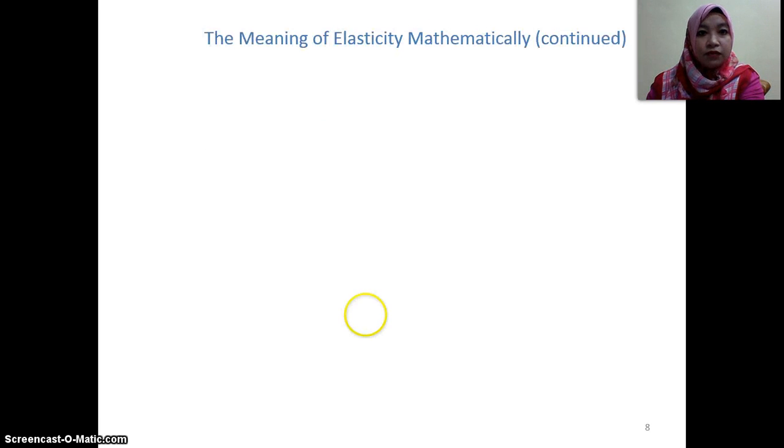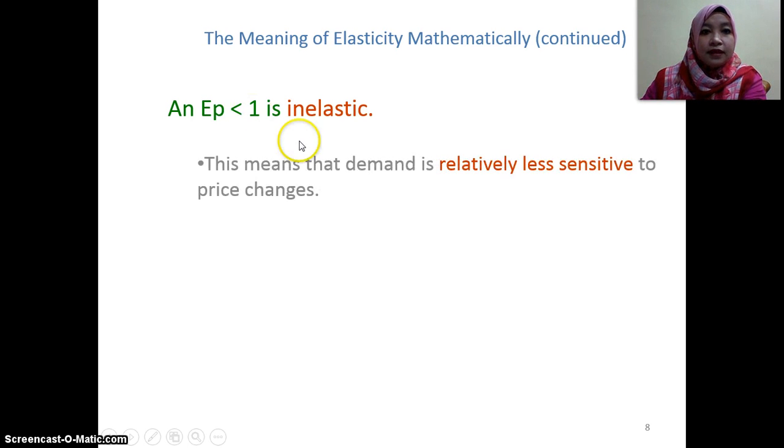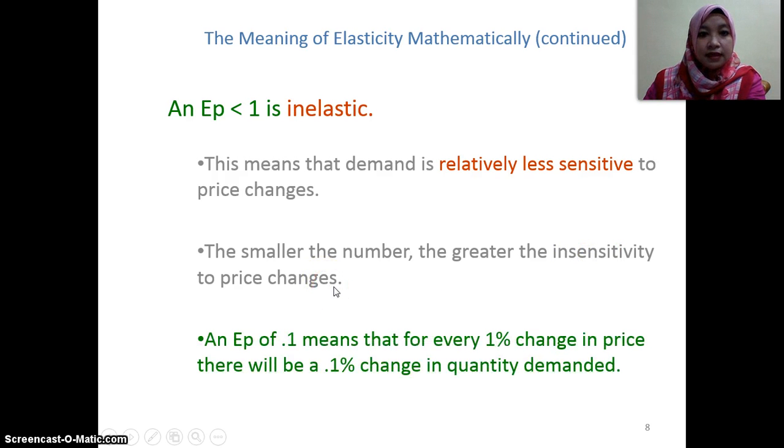Okay, and how about when you get an answer of EP less than 1? This is called inelastic. And this means that it is relatively less sensitive to the price changes. The smaller the number, the greater the insensitivity to the price changes.